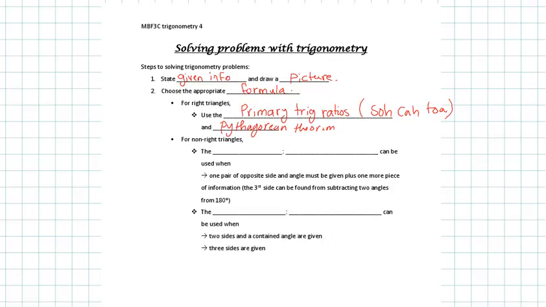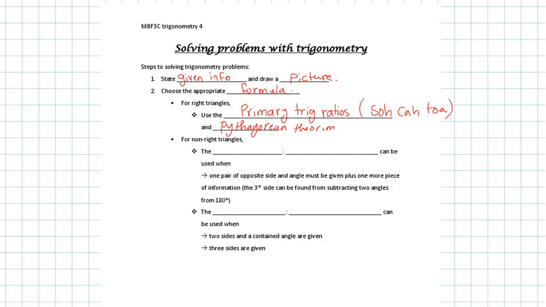So in a non-right angle triangle, or what we call an oblique triangle, there are two laws. What are they? Cosine law and sine law. When can I use the cosine law? What must be given? One angle. Which angle? The angle between, the contained angle. It has to be two sides with a contained angle, or all three sides.